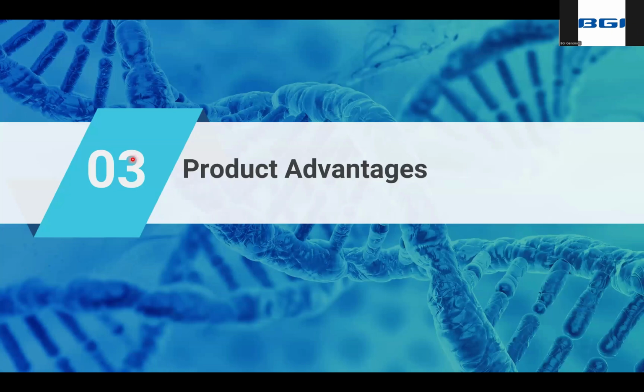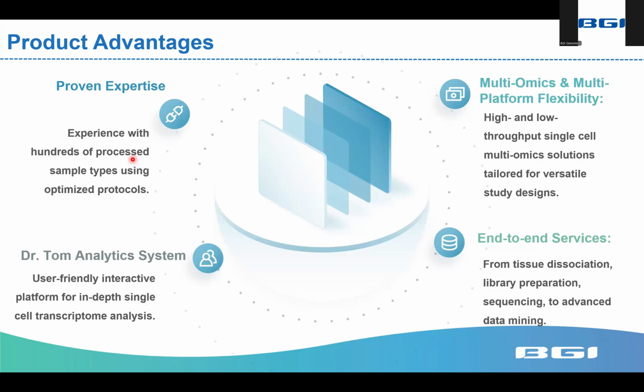So in this part, I showed you the workflow and the excellent performance of our platform. Then I will show you the advantages of our product and even our BGI Genomics. BGI Genomics was the first to launch in the single-cell sequencing market at a very early time and has rich project experience. We have our own single-cell sorting and sequencing platform.